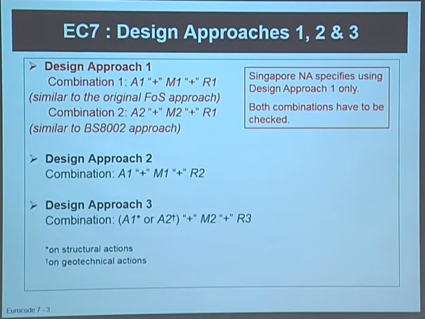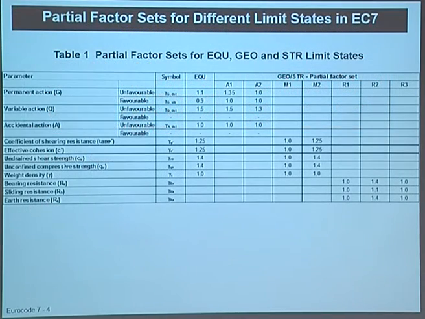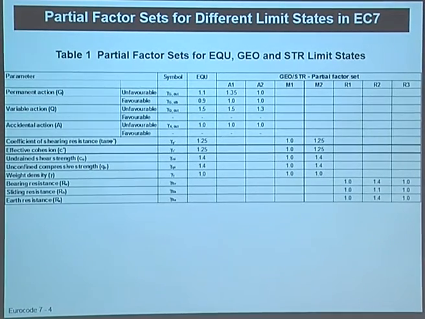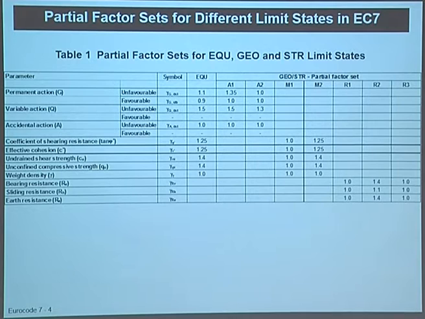So if you look at design approach 2 and 3, they are their own Eurocode thing. Most people won't bother with that. For example, if you look at A1, M1, R1, A1 is the loading factor. You have variable action and accidental action and all that sort of thing, but most of the numbers are 1, except for dead load and live load. So this is your factor of safety: dead load, live load.